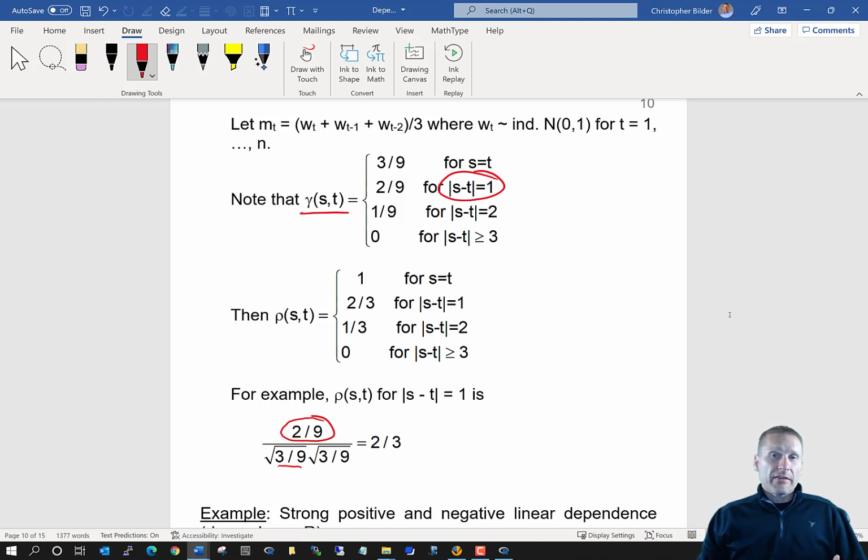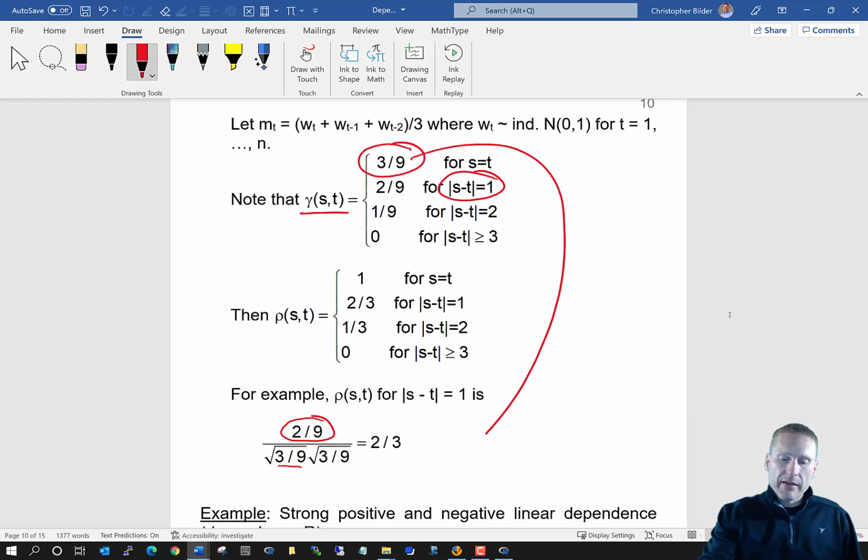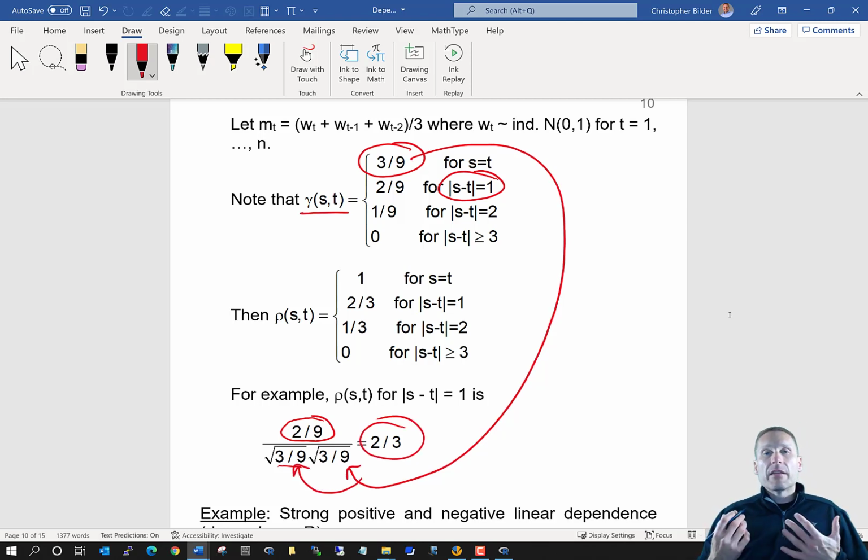Well, it doesn't matter if s is equal to 1, 2, 3, or 4, or t is equal to 1, 2, 3, or 4. I'm always going to have 3/9 as that variance. And so if you go through all the math, the autocorrelation function ends up being 2/3 at a lag of 1. On your own, make sure you can verify these other autocorrelation values as well. So, put into a context that all of us are used to in terms of a Pearson correlation coefficient, we can see at lag 1, we have somewhat strong, moderate to strong dependence.